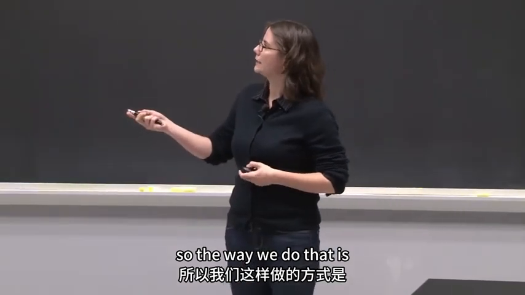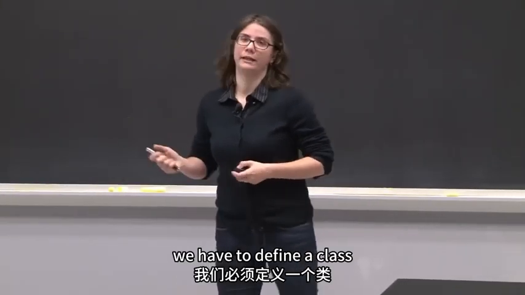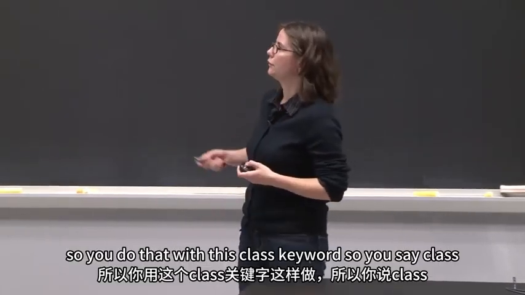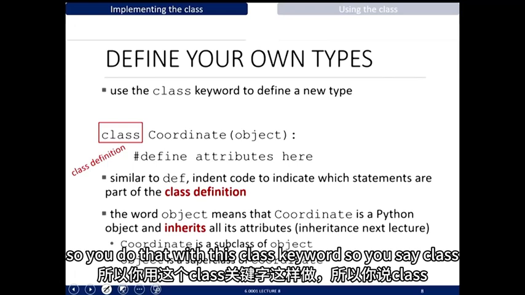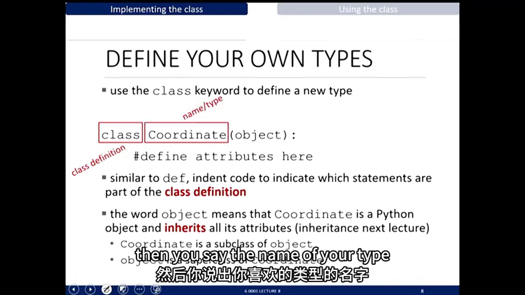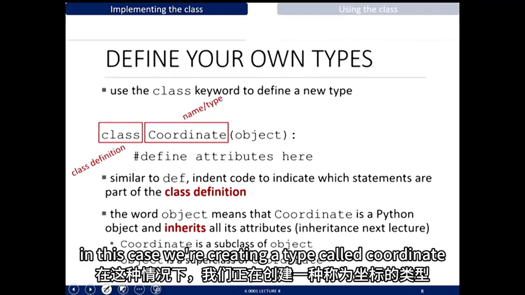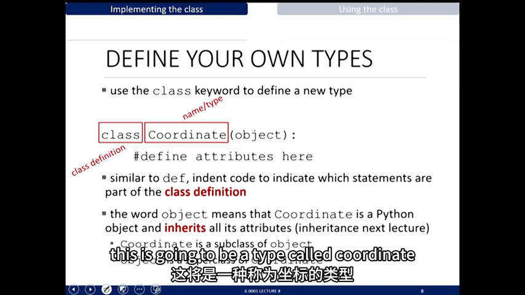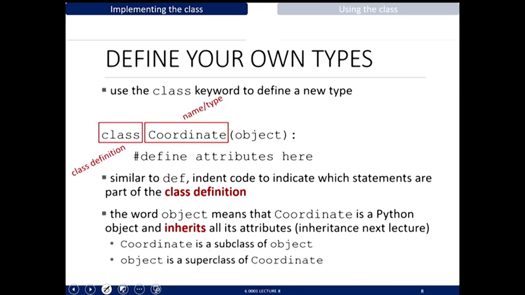The way we do that is we have to define a class. We have to tell Python, hey, I'm defining my own object type. You do that with the class keyword. You say class, then the name of your type. In this case, we're creating a type called coordinate. Just like we had type list, type string, and so on, this is going to be a type called coordinate.